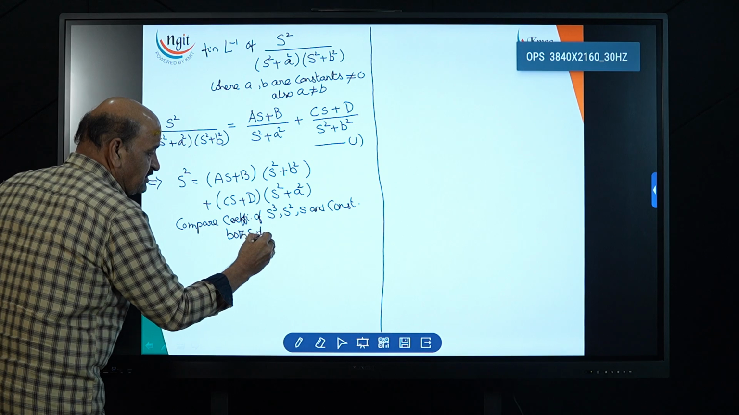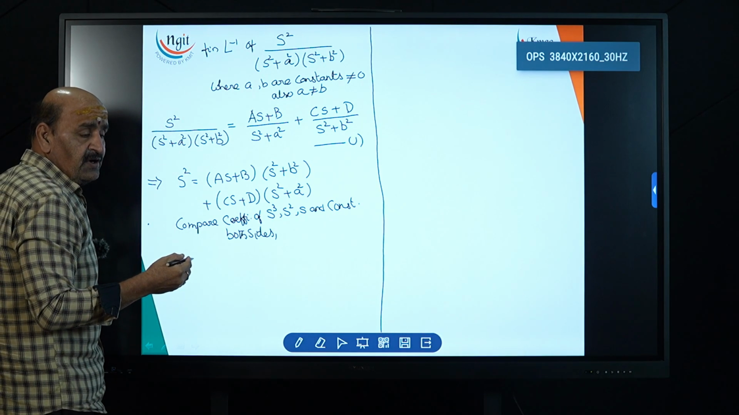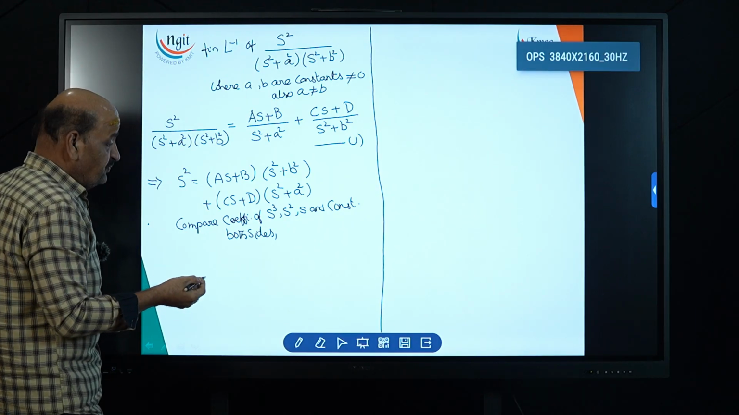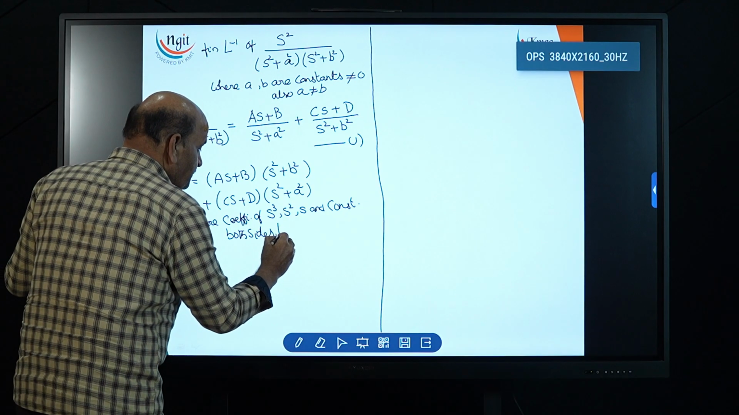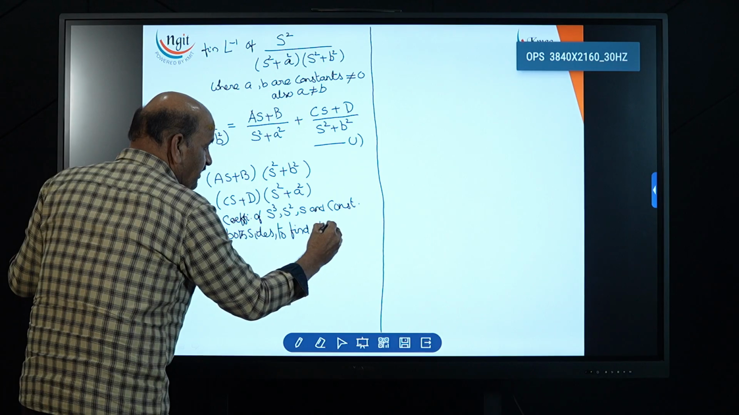Now you have to solve it. The solving process is left to you. You have to solve because you already solved these partial fractions in Intermediate Paper 1A Unit 2. Understanding? To find the 4 equations.